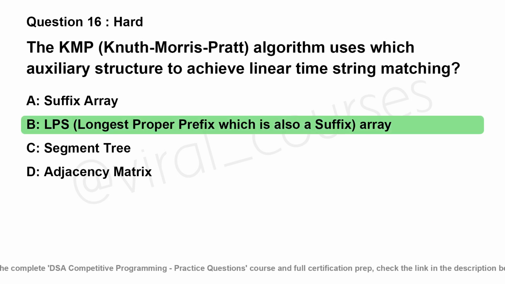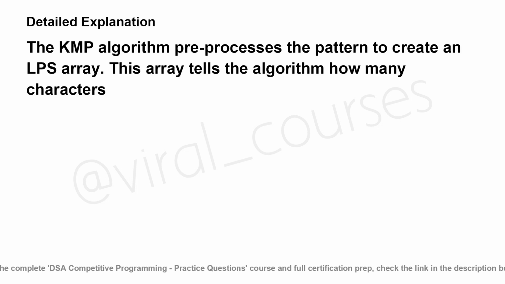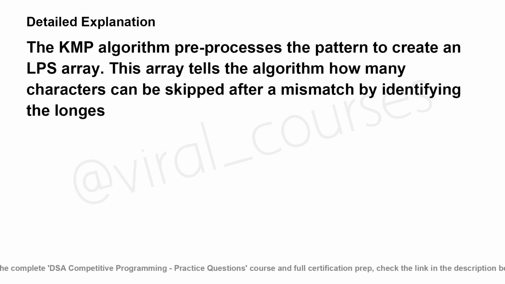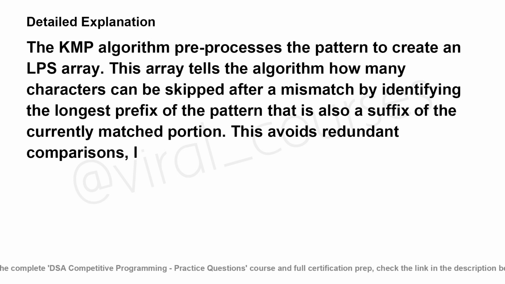The correct answer is B. The KMP algorithm pre-processes the pattern to create an LPS array. This array tells the algorithm how many characters can be skipped after a mismatch by identifying the longest prefix of the pattern that is also a suffix of the currently matched portion. This avoids redundant comparisons, leading to O(n + m) time.